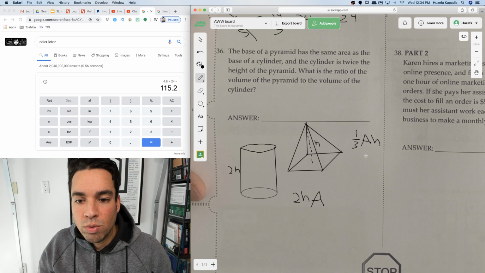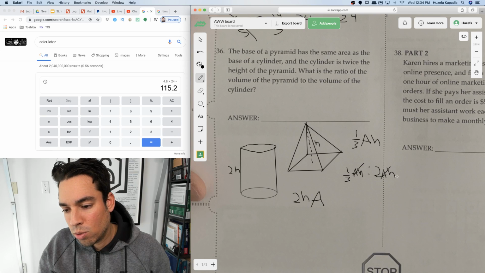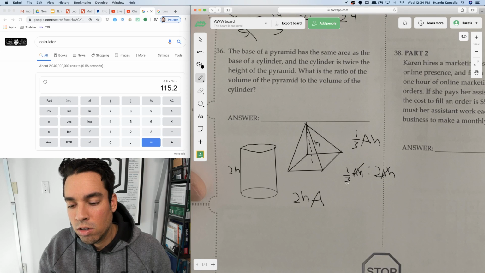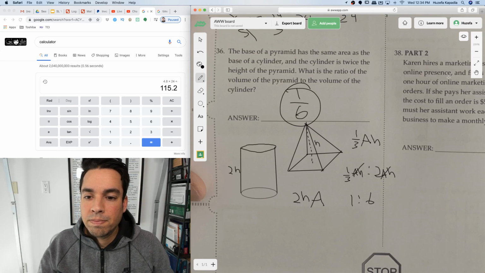Okay. What is the ratio of the volume of the pyramid to the volume of the cylinder? So it's 1/3 AH to 2 AH. But the AHs are the same, so we can divide by those. So it's 1/3 to 2. So multiply them both by 3, so it's 1 to 6. So I guess we'll express it as a fraction, 1/6.